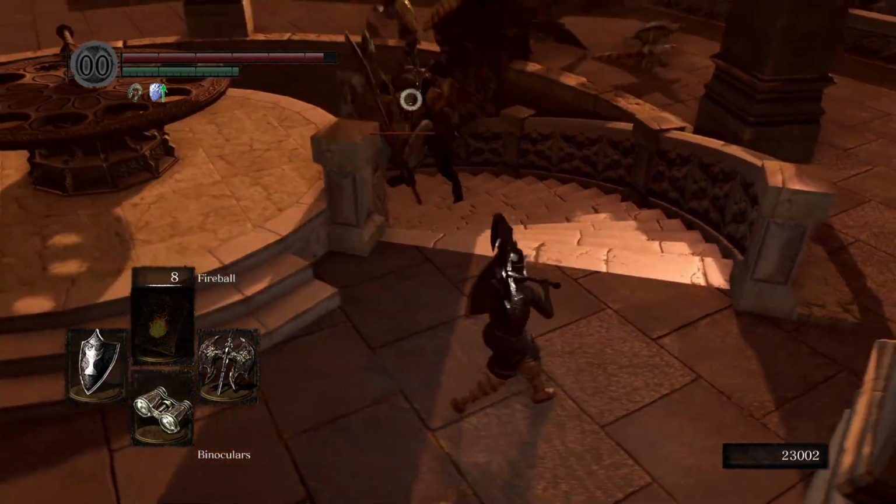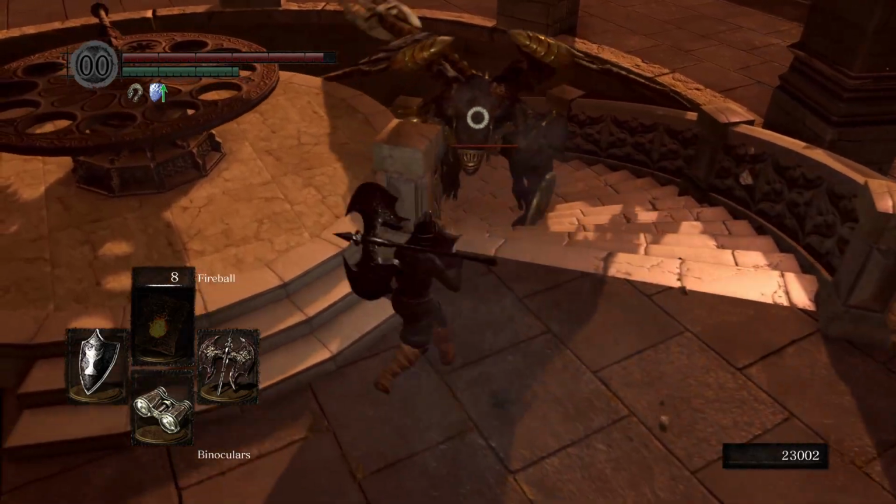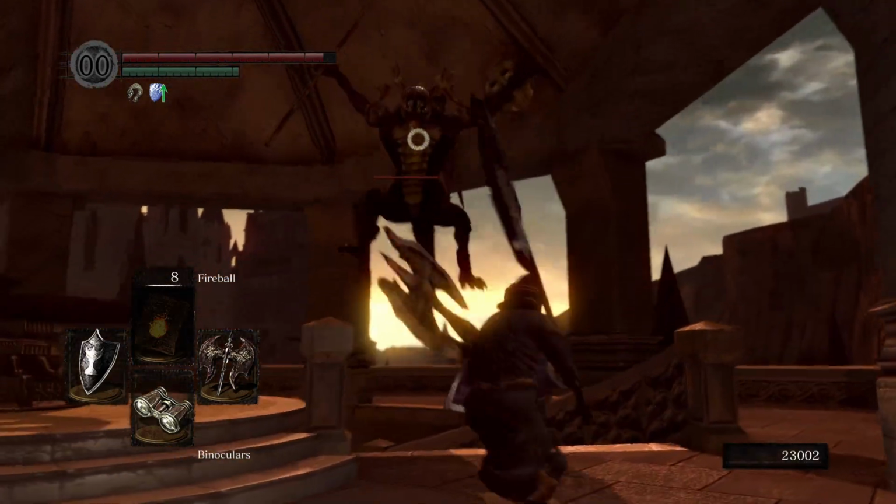And here we have the second gargoyle, trapped behind the drawbridge, a symbol of the brother who could not leave Anor Londo.